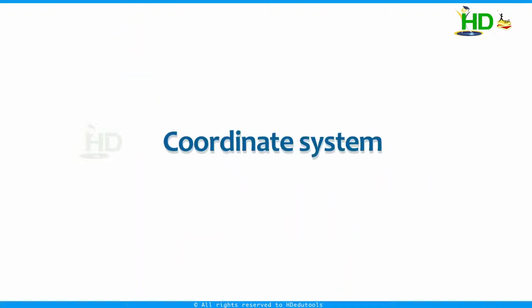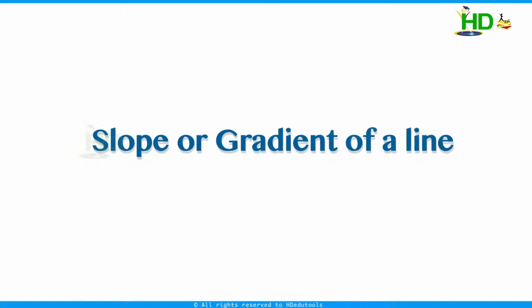And in this coordinate system, the x-axis is a straight line, the y-axis is a straight line. The x-axis is a straight line passing through the origin (0, 0). And this y-axis is also a straight line passing through (0, 0). Next we consider the slope or gradient of a line.